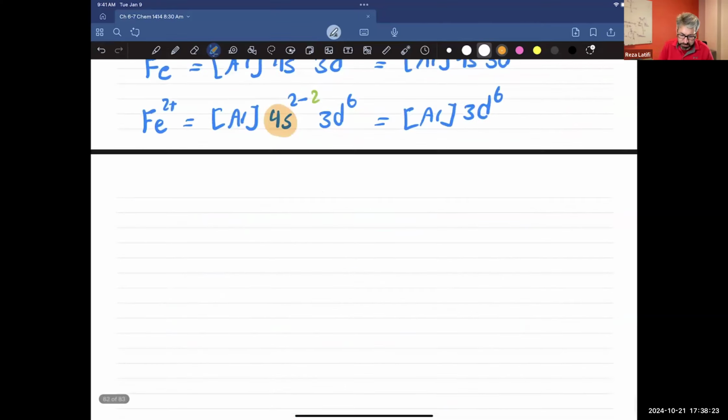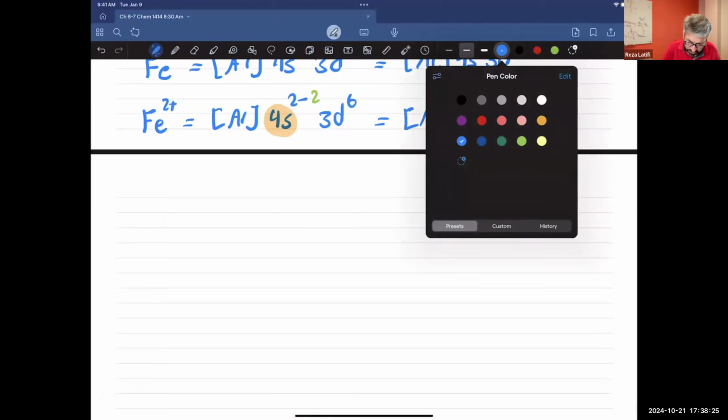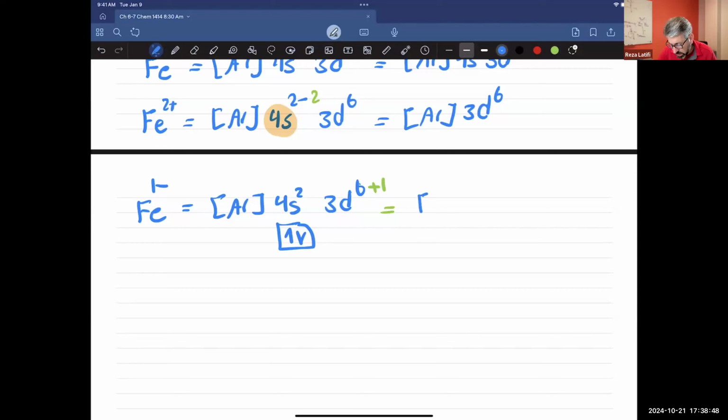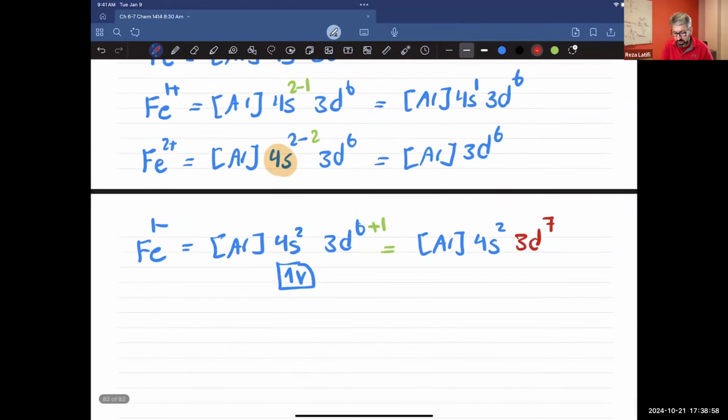Okay. Now, if I want to put an electron, where do I put the electron? Let's say this is iron, and I want to give it 1 electron. In that case, remember, you have argon 4s, the 4s orbital is already full, but then you have the 3d with 6 electrons. So you're going to add the electron to the first available orbital, and that's going to be this. Argon 4s2, and then we get 3d7. So you will add the electron to the first available orbital.